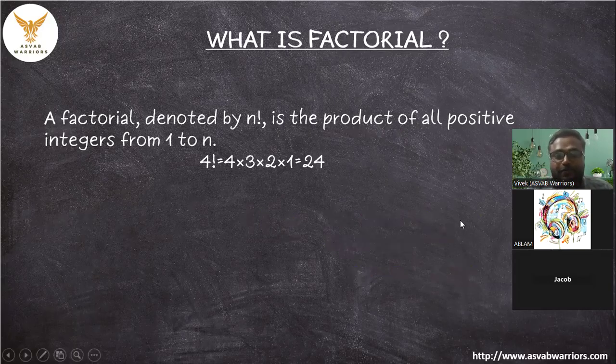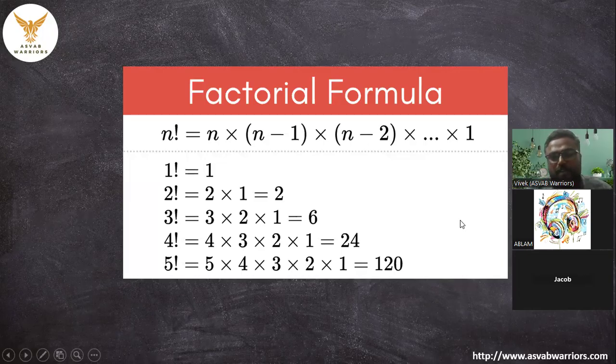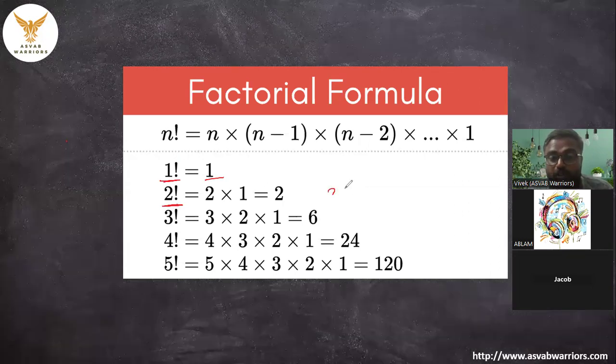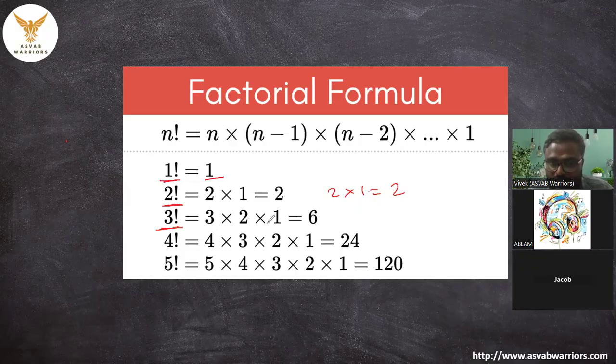Now let's move on. This is the factorial formula. I'll just explain over here. Factorial of 1 is 1 itself. Always remember this, factorial of 1 is always 1. Factorial of 2 will be 2 times 1, which is 2. Factorial of 3 will be 3 times 2 times 1. 3 times 2 is 6. 6 times 1 is nothing but 6. Factorial of 4 will be 4 times 3 times 2 times 1. So 4 times 3 is 12. 12 times 2 is 24. 24 times 1 is 24.